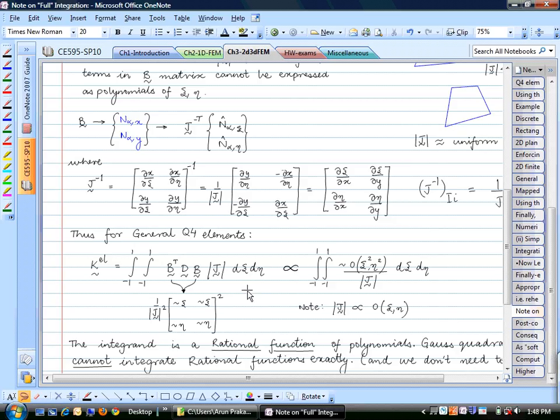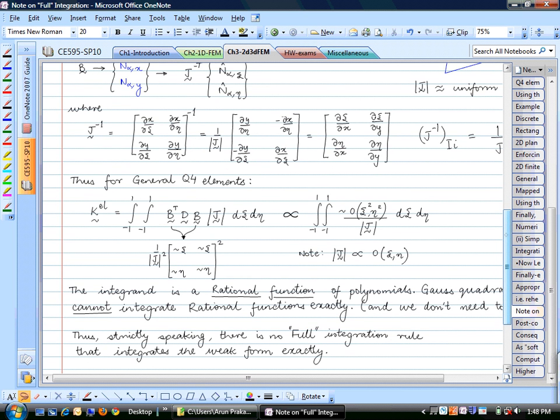So if you want to strictly say, there is no such thing as a full integration rule. So all those estimates that we came up with last time, let me mark those up.